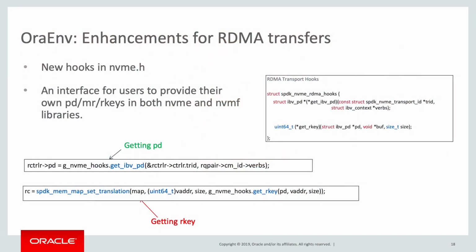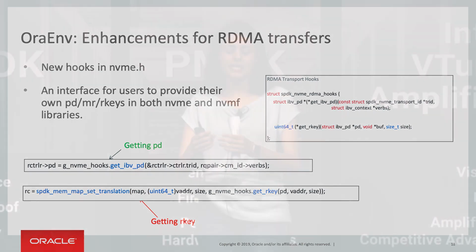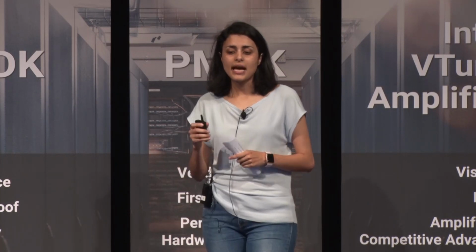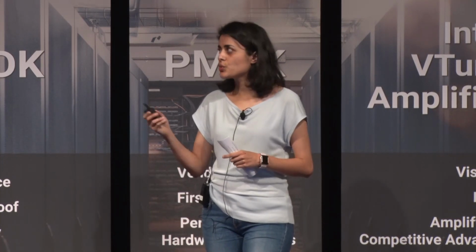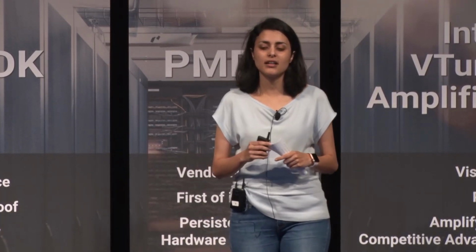But for adding this, we applied some other patches that are mostly included in the nvme.h. So it includes the RDMA hooks. We added these two callbacks. Because we wanted to pass our PD into the SPDK, we defined this get IB PD within that hook, and also we wanted SPDK to use or provide our keys for accessing the remote memory. So we defined this get rkey call in the hooks.